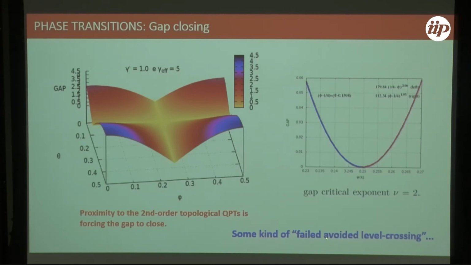So you could see this as a failed avoided level crossing. Typically the bands would like to avoid each other because there's no reason for a phase transition. But here this avoided level crossing fails because there are critical lines which cross and then force the gap to close at this point. But you see that the gap closing is parabolic, which is softer than the conical gap closing of the second order topological phase transitions.